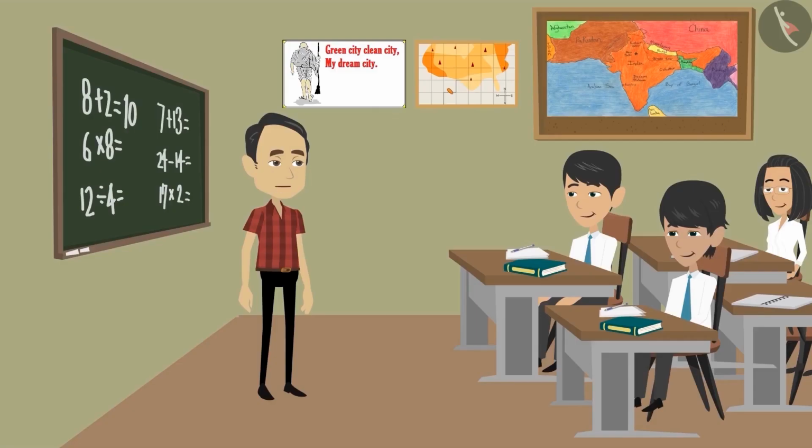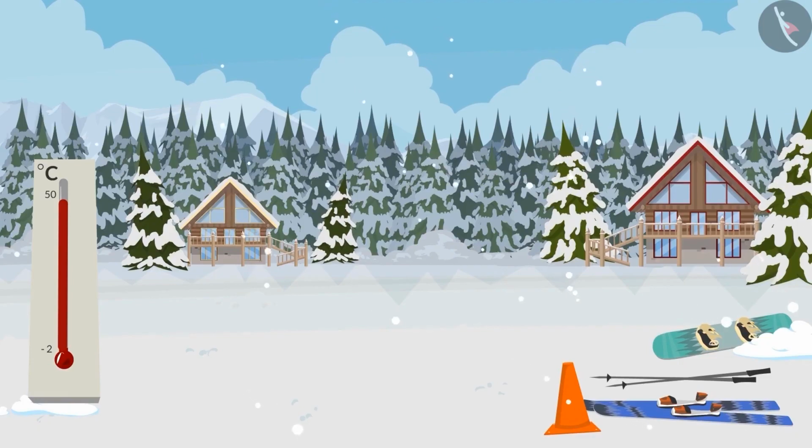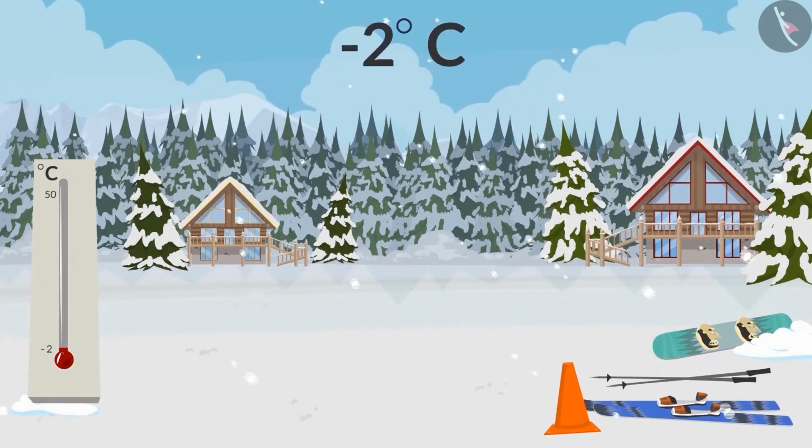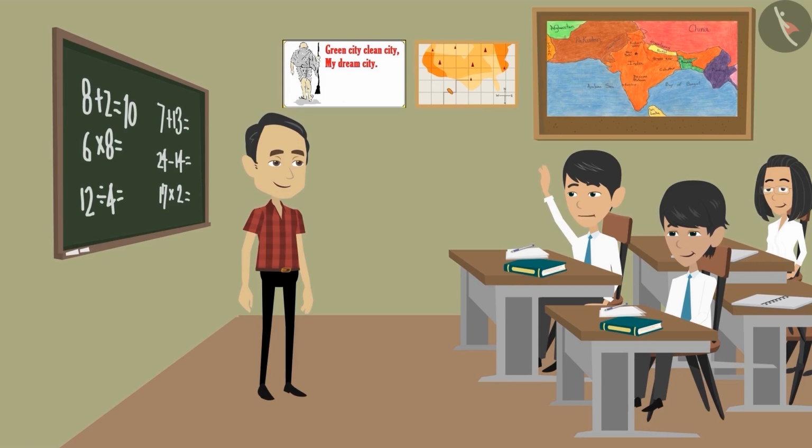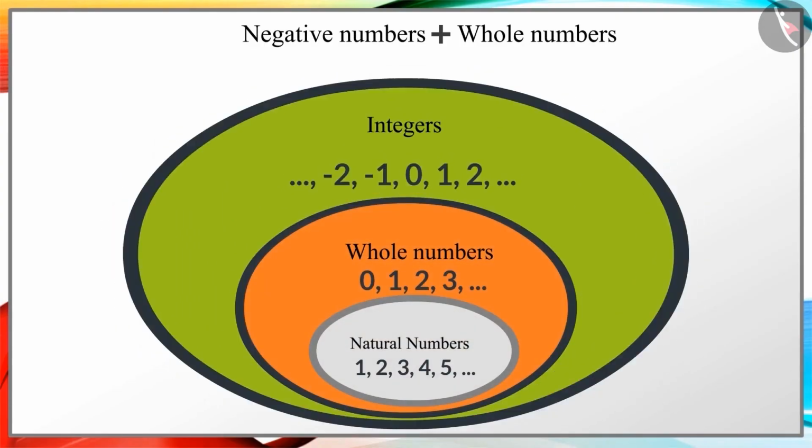Mohan, you are right. Children, you may all know that sometimes we have to use negative numbers. Like during winter, the temperature drops below 0 in many places. This is represented by a negative number, like -2 degrees Celsius. Now if we add negative numbers to whole numbers, then what is the group of numbers called? Sir, we call this group of numbers integers.